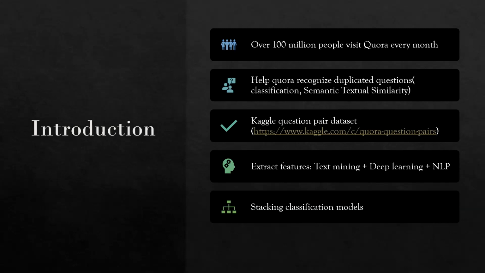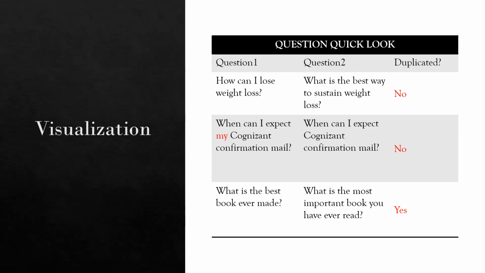The dataset comes from a Kaggle competition. I will use text mining, deep learning, and natural language processing methods to extract features from the questions and then stack different classification models to get the final accuracy. When I got the dataset, I realized that it was not an easy task. The dataset only has a few columns: the ID for each observation, text for question 1, text for question 2, and their question IDs. And at last, our dependent variable, whether it is duplicated or not, which is denoted by 1 and 0. The question pairs could be very tricky.